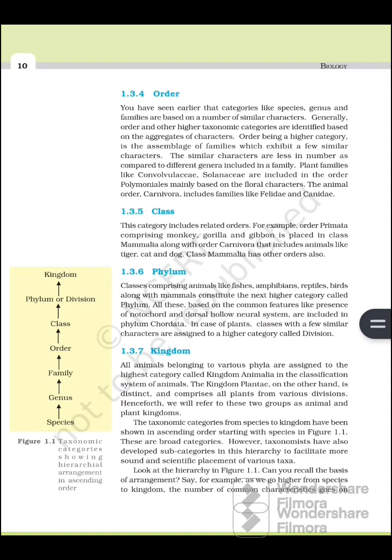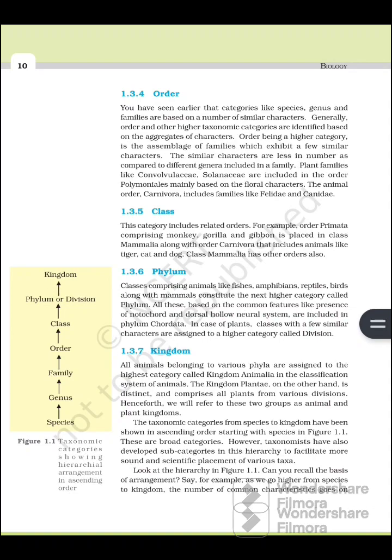Topic 1.2.5 Class. This category includes related orders. For example, order Primata, comprising monkey, gorilla, and gibbon, is placed in class Mammalia, along with order Carnivora, that includes animals like tiger, cat, and dog. Class Mammalia has other orders also.